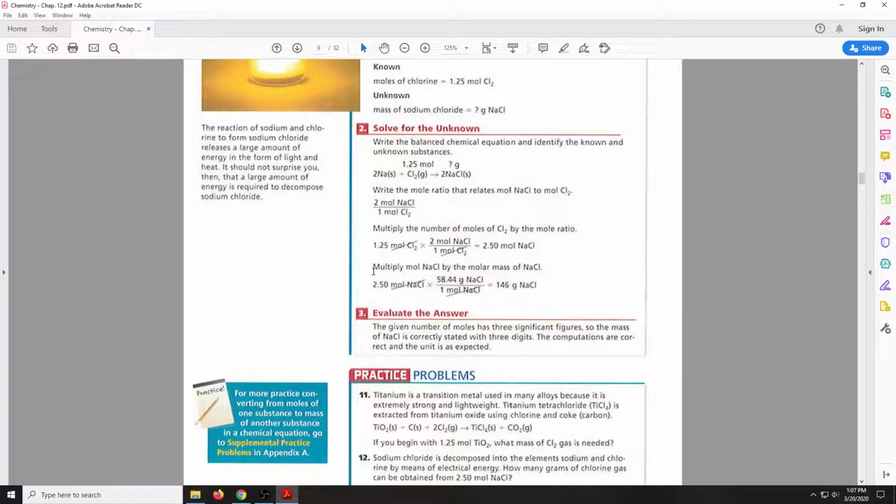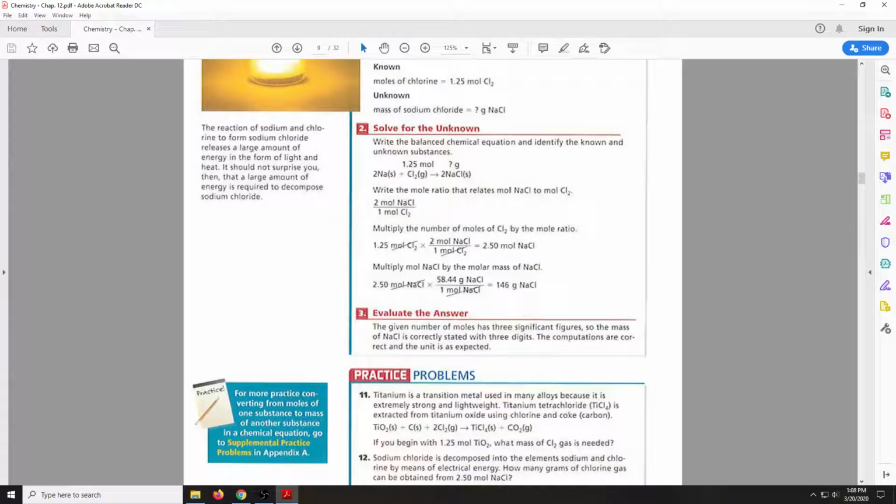So 2.5 moles is what we're starting with. Remember, we want the unit on the bottom to cancel, so we put moles of NaCl right here, and we put moles on the bottom. We put its molar mass on the top. All we have to do is multiply 2.5 times 58.44. And we get 146 grams of sodium chloride.